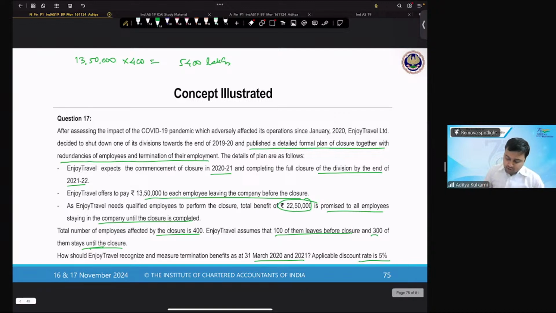So it will come to 9 lakhs into 300, so 2,700 lakhs. Is it okay?